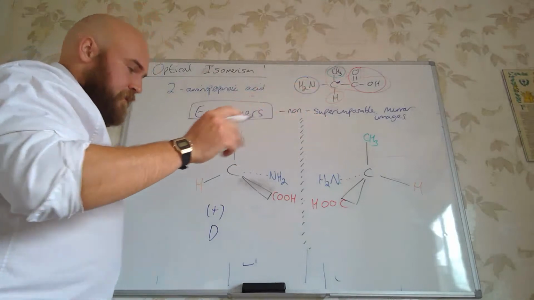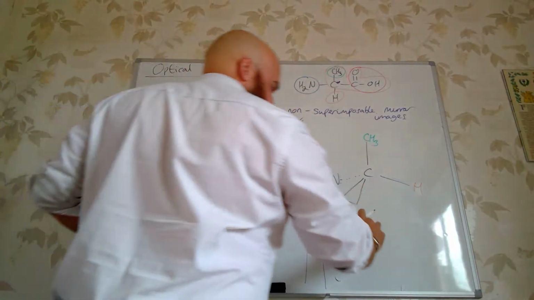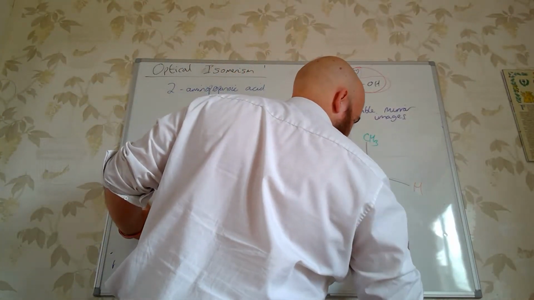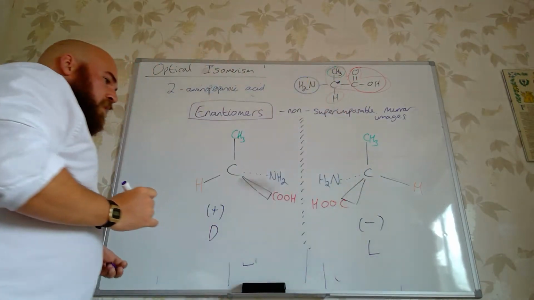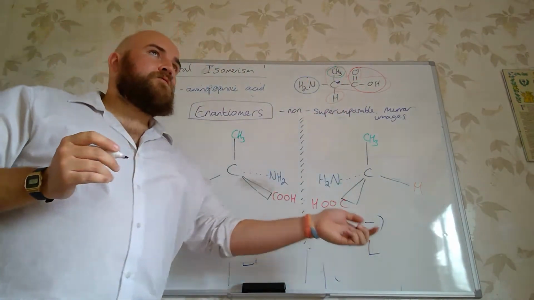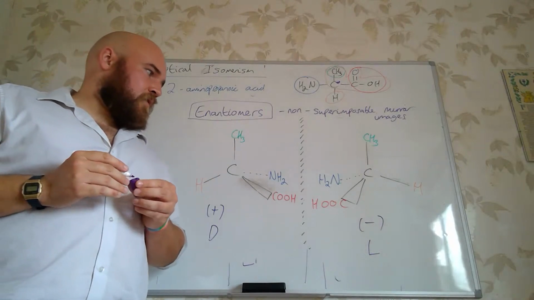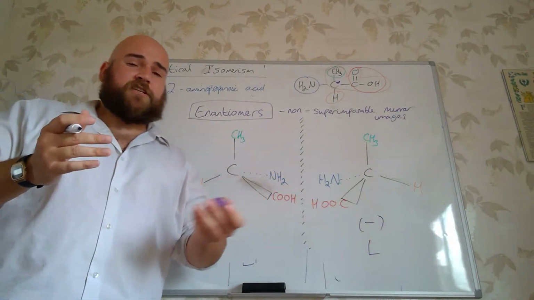R is something different, I'll come on to that in a second. This side will be minus or L. L is for laevo, which means to the left or anti-clockwise. So again, you don't need to be able to spot this because you can't really do it without a polarimeter.